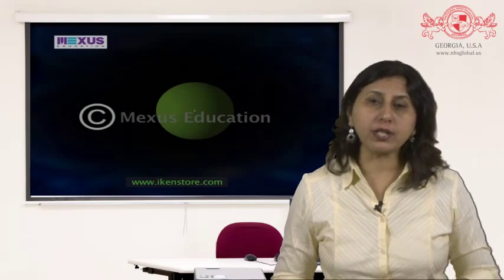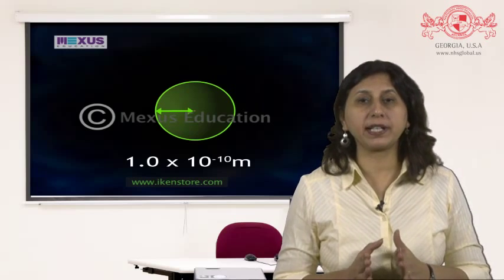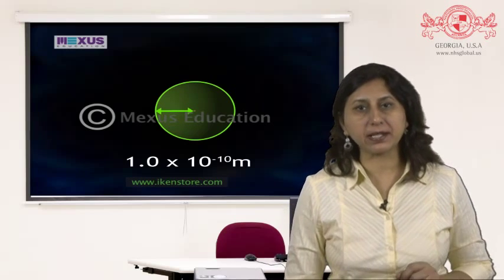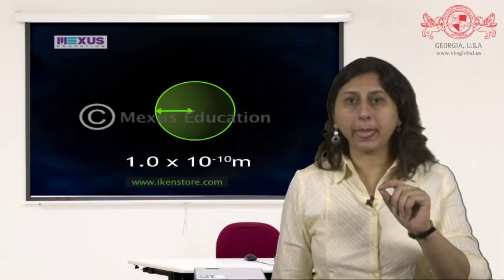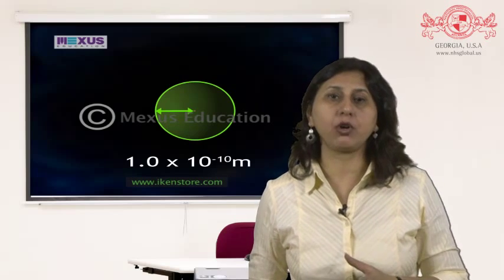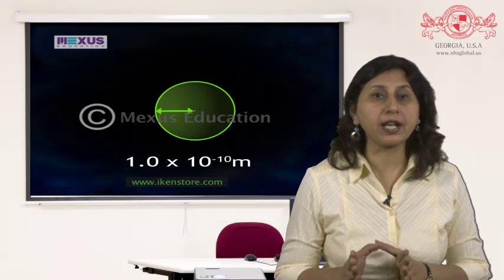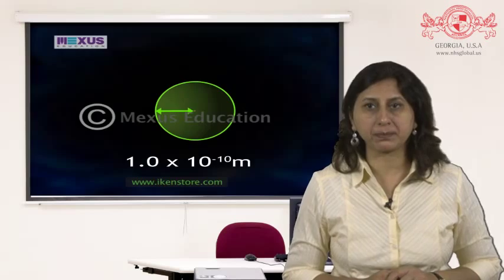According to Rutherford's experimental results, the radius of the trajectory of an electron in a hydrogen atom is 1.0 × 10^-10 m. The diameter of the nucleus of a hydrogen atom is equal to 2.6 × 10^-15 m.